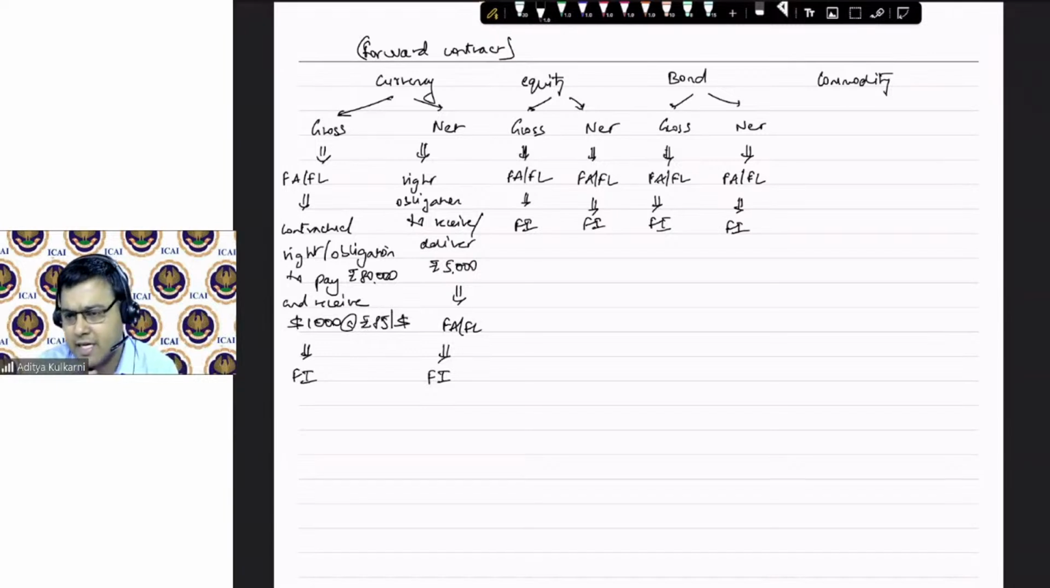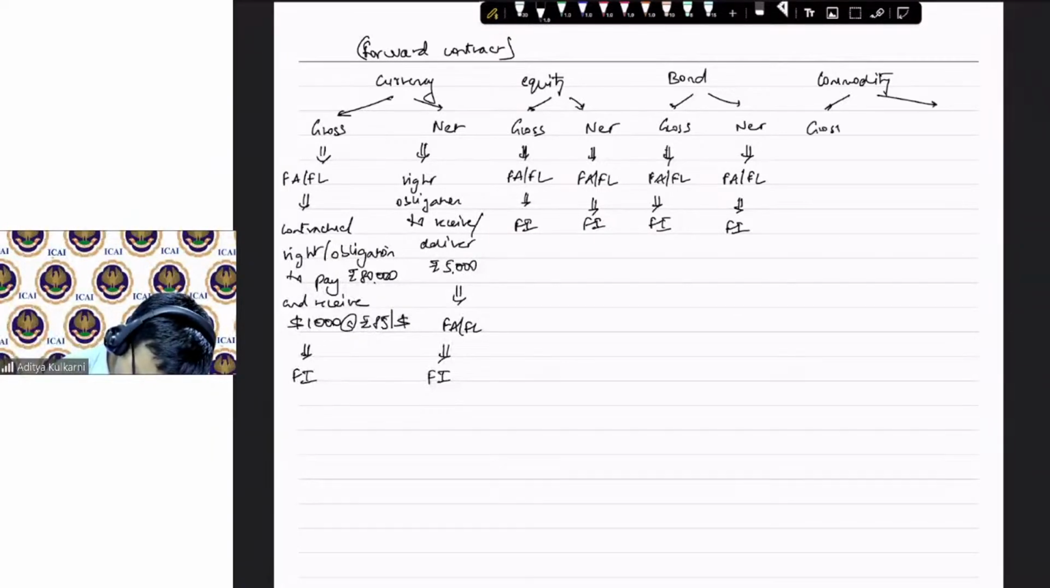Currency, equity, bond. Commodity, coming back to gross and net settlement. Now, commodity means gold. Commodity means oil. Commodity could mean wheat. Commodity could mean anything other than financial assets.